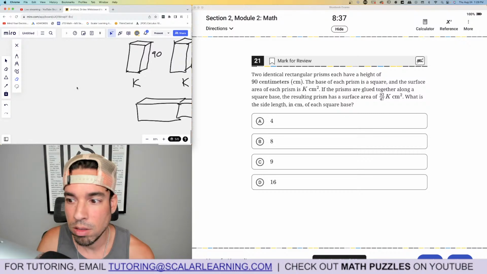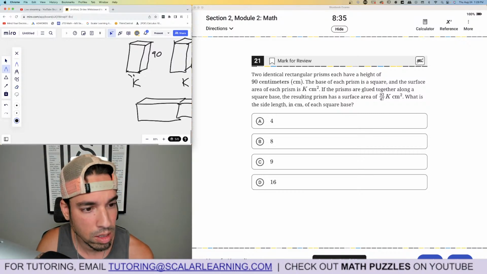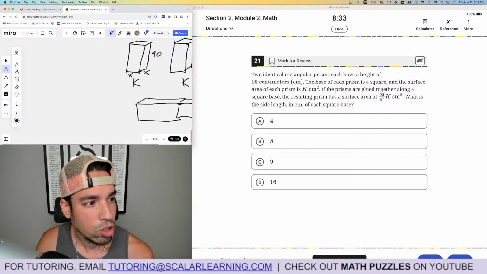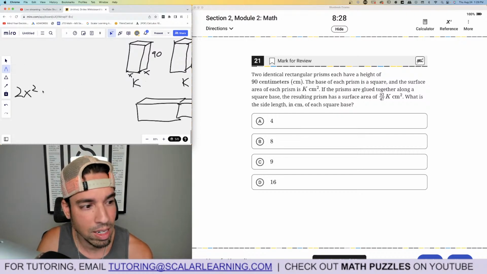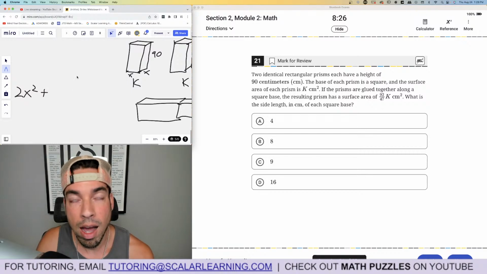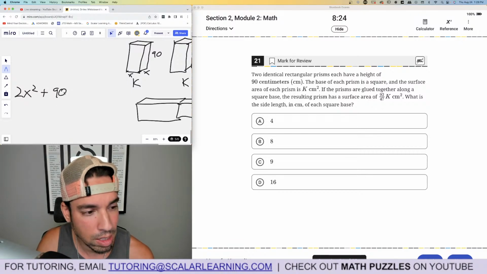Let's see the side length. Let's say the side lengths are x. To get the surface area, it's 2x squared, because we take the base and the base, plus the height times the perimeter. 90 is the height times the perimeter, which is 4x. That gives the lateral surface area.